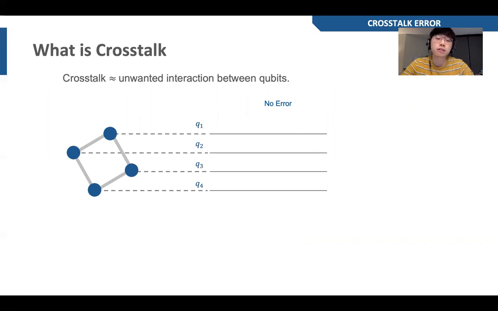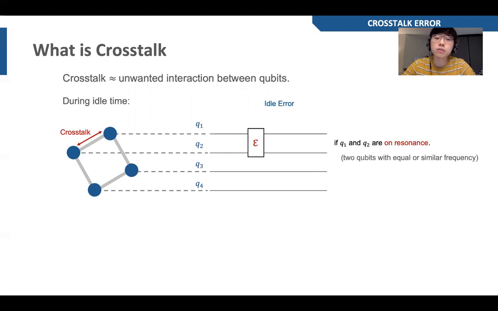In this figure, 4 vertices denote 4 transmon qubits, and 2 qubits are connected if they are coupled physically and allowed to interact. During idle time, nothing should happen to the 4 qubits, but if Q1 and Q2 are on resonance by accident, meaning the 2 qubits have equal or similar frequency, they would cause crosstalk, resulting in a correlated transformation epsilon acting on the 2 qubits.